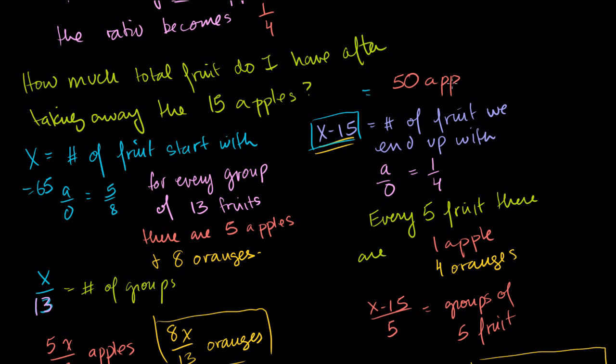50. Oh, not 50 apples, 50 pieces of fruit. That's what they're asking for. 50 pieces of fruit. If you want, you can go on and figure out how many apples you started with, you finished with, the number of oranges, or whatever else. But this is what they were asking. How much total fruit, not the number of apples, total fruit do I have after taking away the 15 apples?